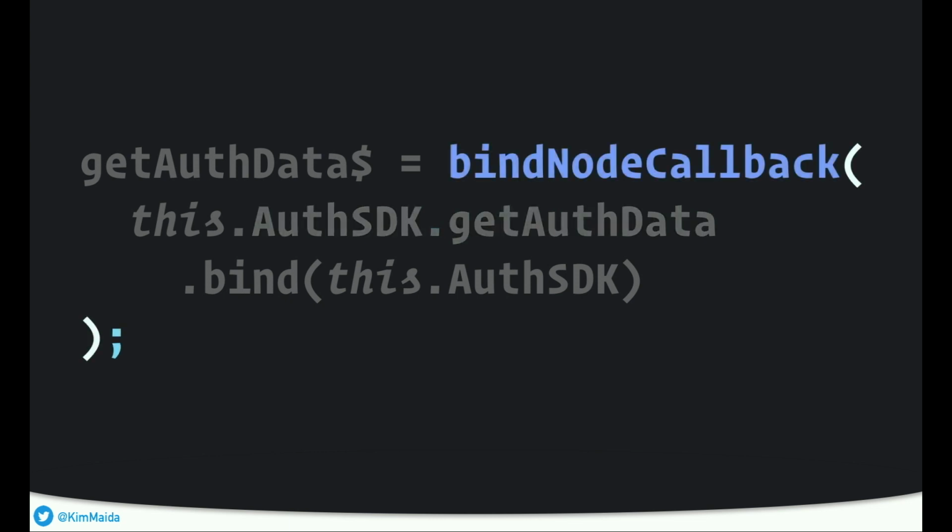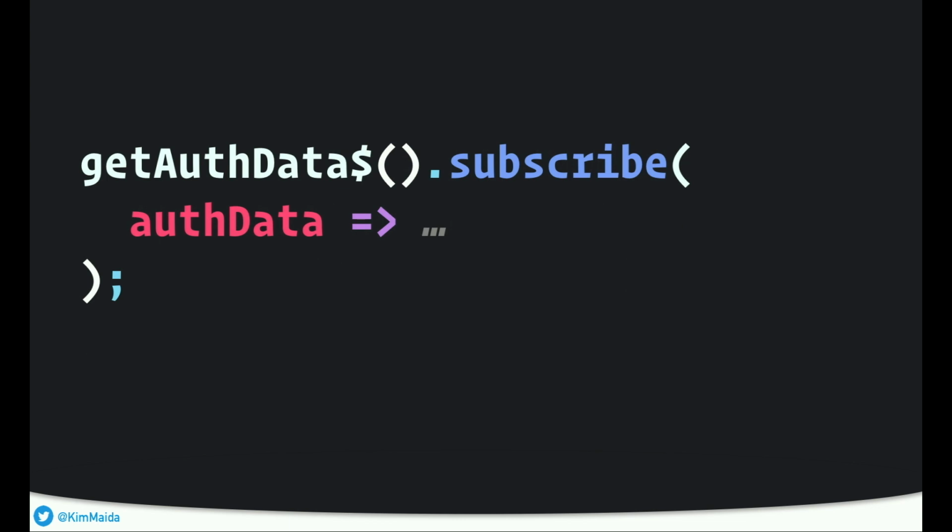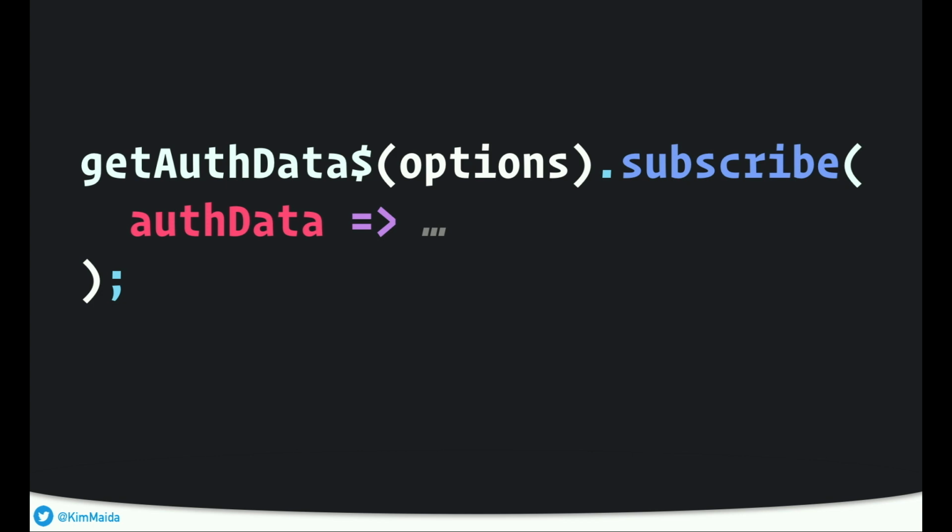And maybe it's a node library, so what we can do is use bindCallback, or in this case, bindNodeCallback from RxJS to create an observable that emits when that callback completes. So you would want to use the appropriate method for the type of SDK that you're using. But then we can subscribe to that, and we can do something with the authentication data once we receive it. And we can also pass options to the bound SDK method on subscription if we need to.